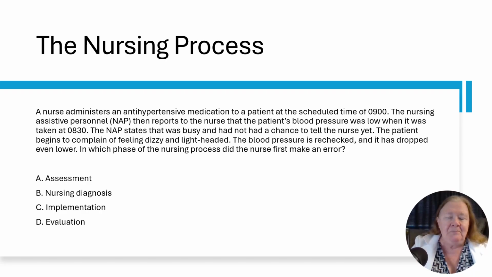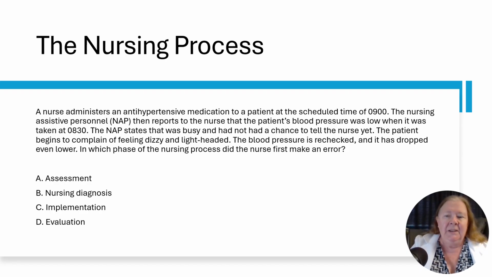Okay, so here the NAP took the blood pressure, which was low at 830. And the nurse gives an antihypertensive at the scheduled time of 9 o'clock. NAP was busy, didn't report it to the nurse in time. The patient is now dizzy and lightheaded. The blood pressure is checked, and the blood pressure has dropped even lower. So where did the nurse first make the error? And that is in letter A, the assessment.